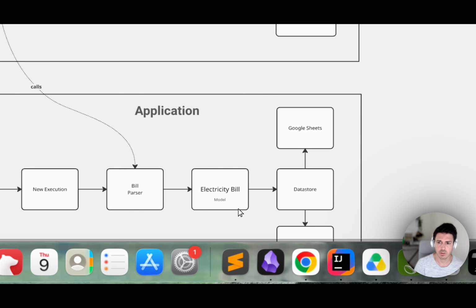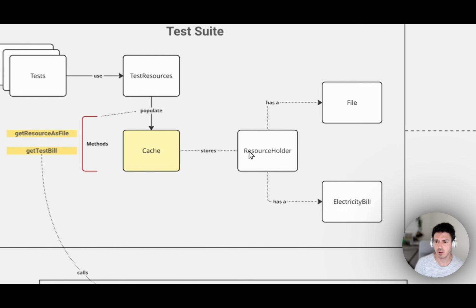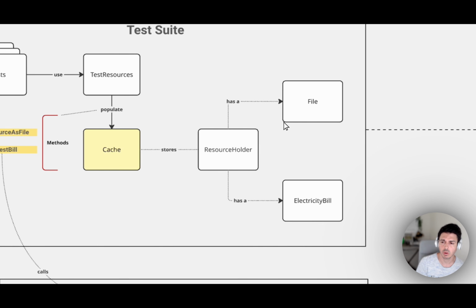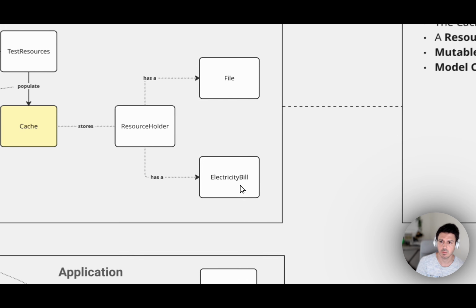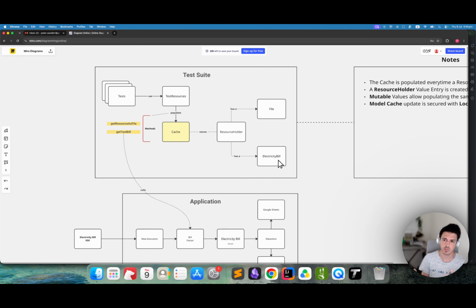Whichever of these two methods is called, it populates a cache with resource holder entries, which can hold files or electricity bills, depending on what operation has been already completed. If a test wants a resource, then this resource is going to be placed in the cache in the respective resource holder entry. And if another test wants a model for the same document, then that model is going to be placed in the same resource holder for that entry. That way we guarantee that the data will be reused and accessible by any test.